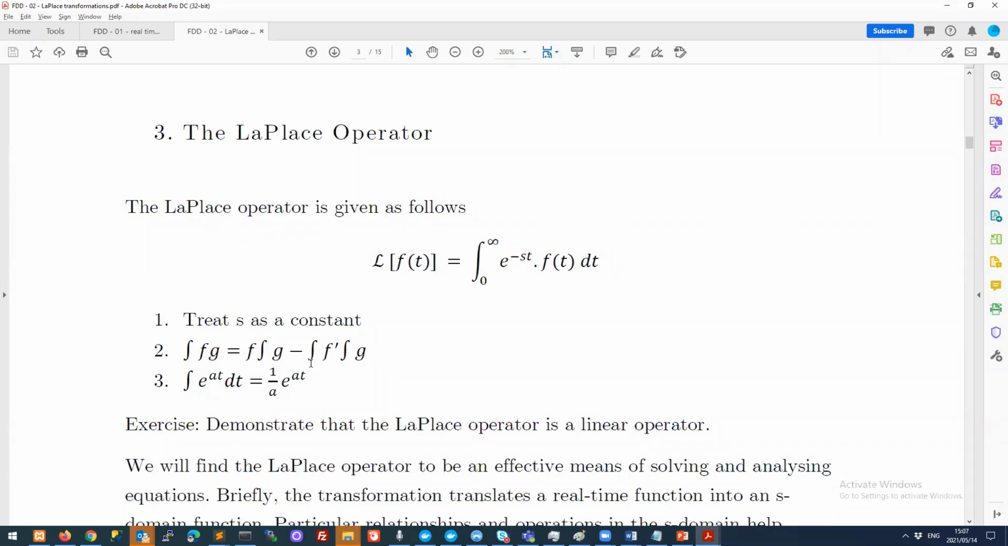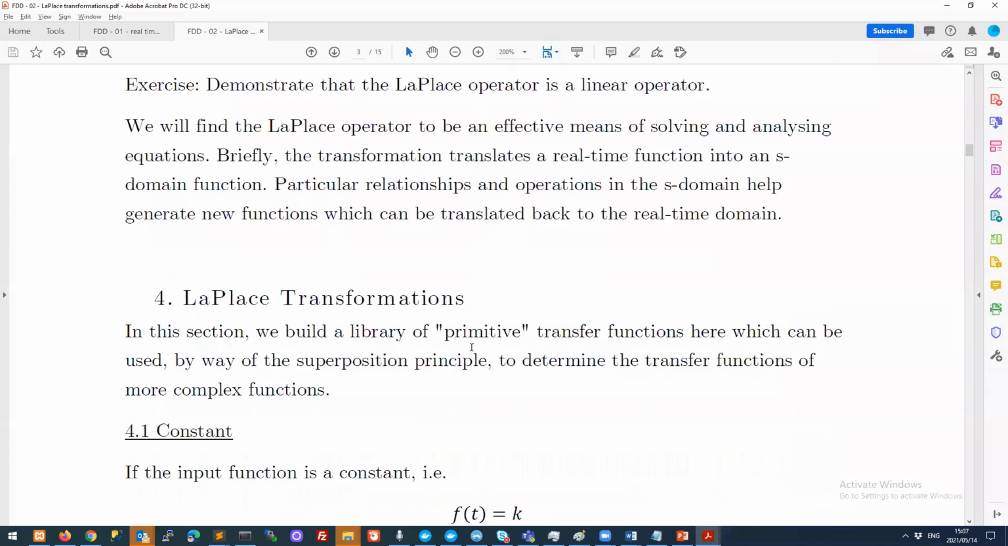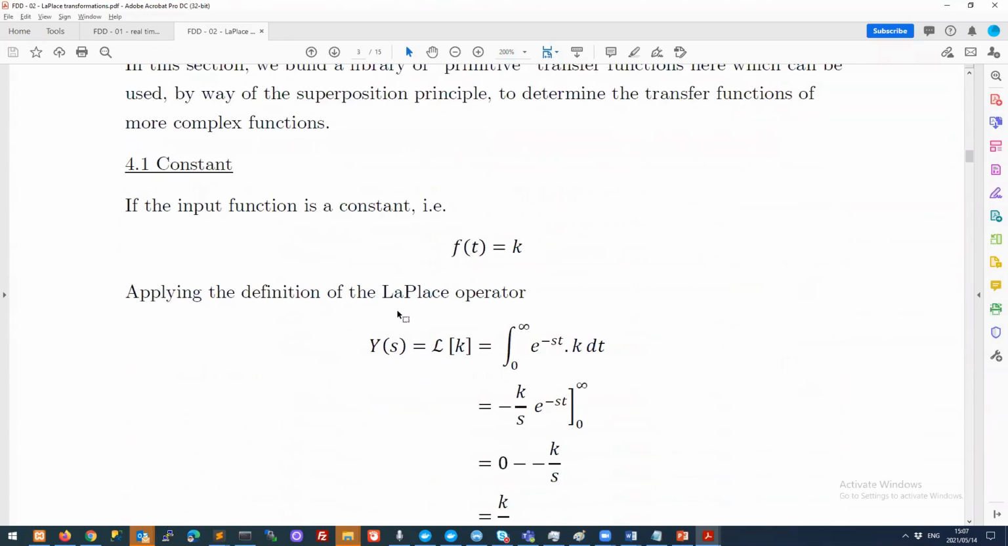So just that will be useful. And then obviously also your integral of e to the at is 1 over a e to the at. So we use these quite often in most of these transformations. So let's look at if f is simply a constant, so it's not a function of time.